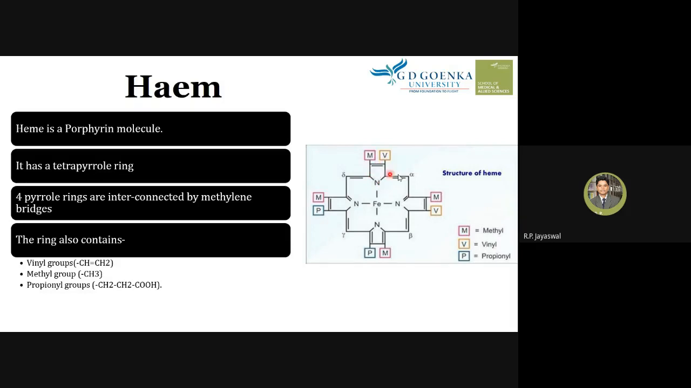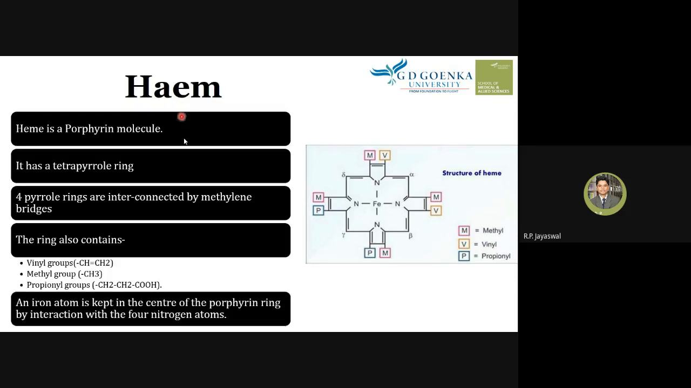The first pyrrole ring and the second pyrrole ring both have a methyl and vinyl group at their ring carbons, whereas the third and fourth pyrrole rings have a methyl and propionyl group at their ring carbon atoms. So this is what we study, the structure of the heme, which is made up of a porphyrin molecule. Okay, and here we have another important atom, that is the iron atom in the center.